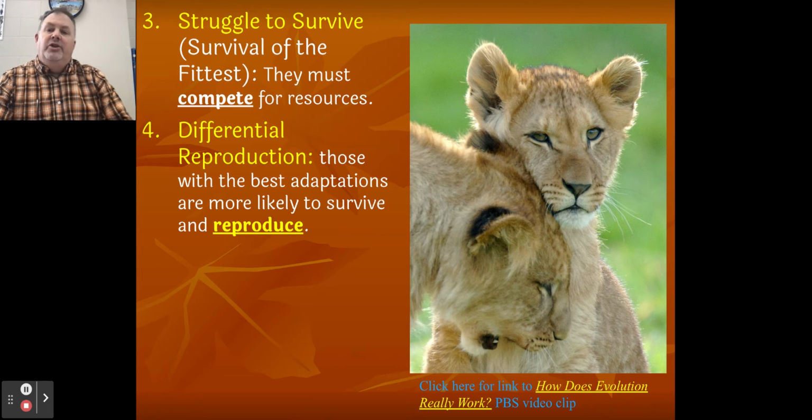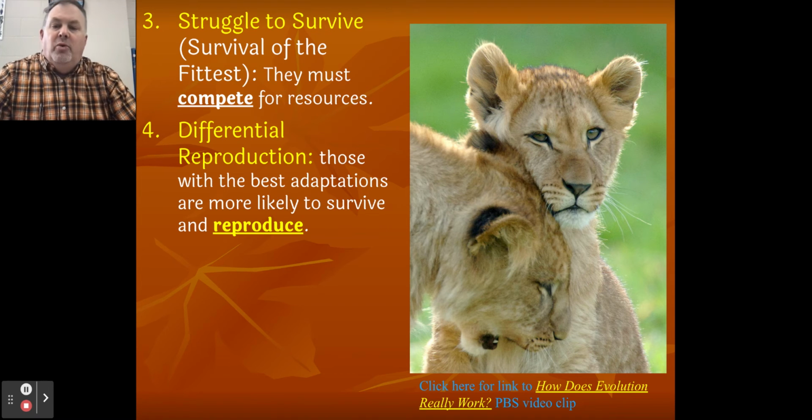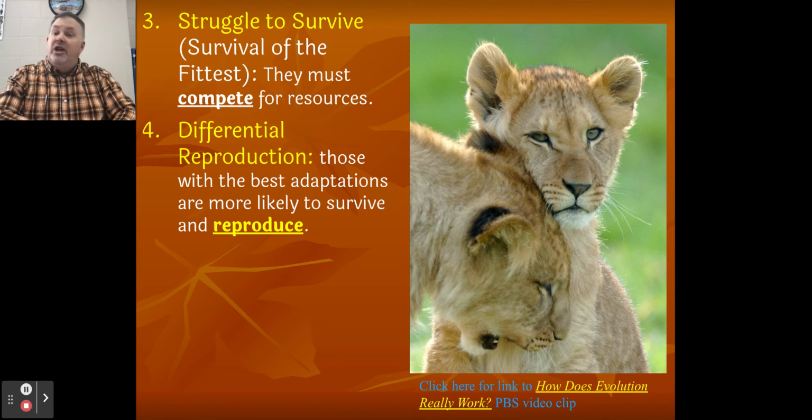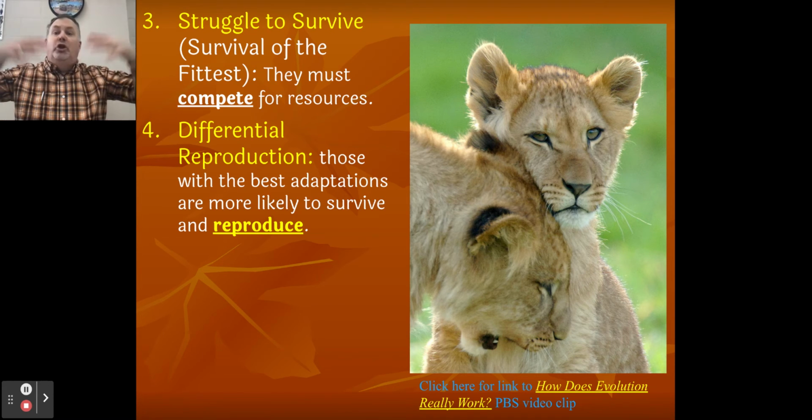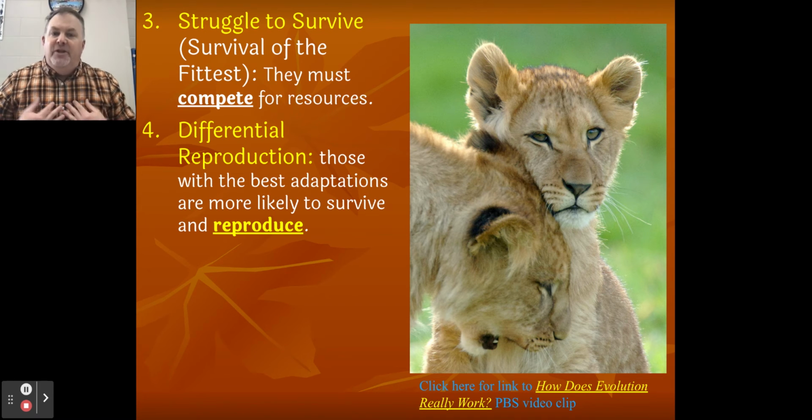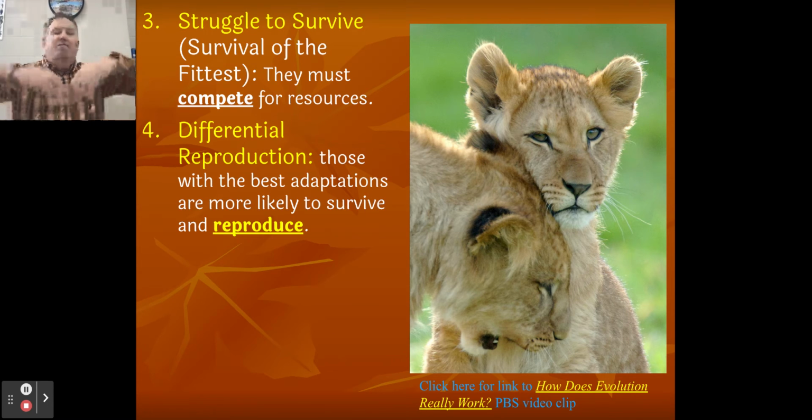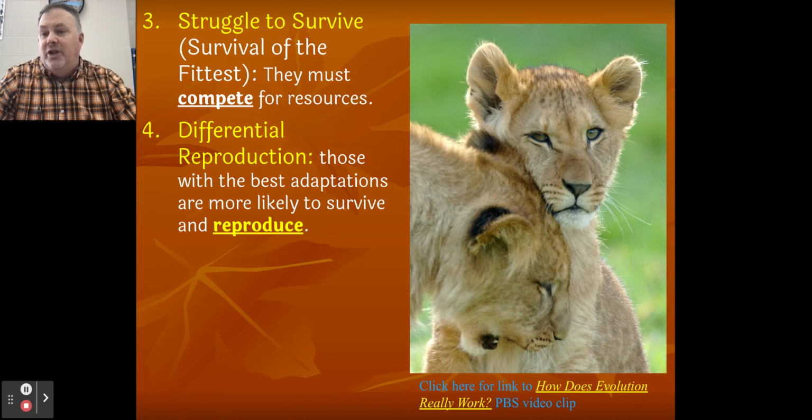A fourth item there is differential reproduction. In other words, those with the best adaptations, the best traits, are more likely to survive and reproduce. And it's not necessarily the strongest individual, it's not necessarily the largest or the most colorful. But if there's a trait that benefits the organism, you could be Superman, for example, and you could have the best traits in the world. But if you walk across the street and get hit by a bus, you're not going to pass those superior traits on to the next generation. So you have to survive.